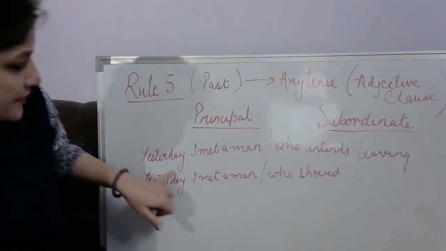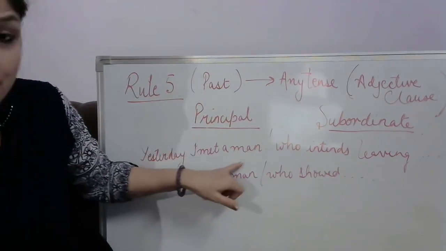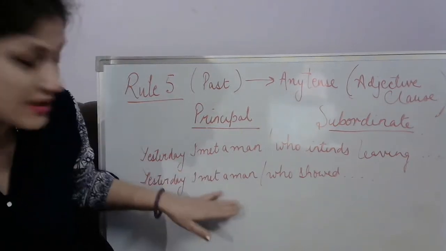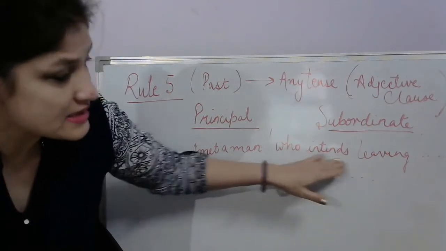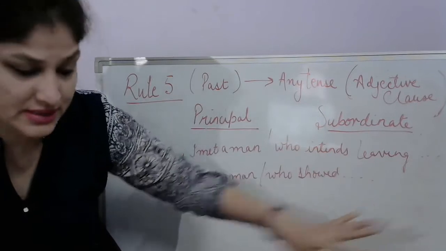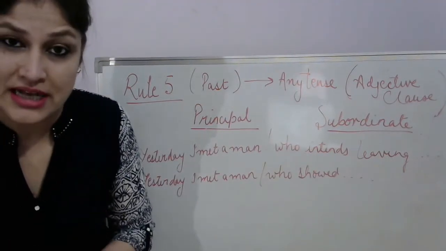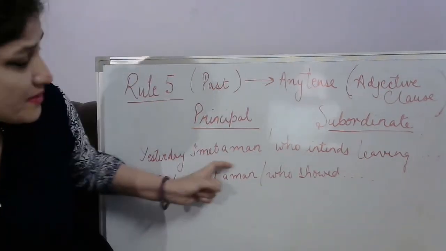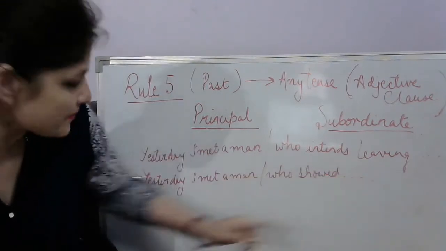Now understand here, the principal clause says, yesterday I met a man. Met is your past tense. So this part is in the past tense, the principal clause. Who intends leaving America tomorrow? Is that clear? For example, that's the sentence in your book. So we are talking about an action that will take place in the future. I met a man, so it's a past tense, but this is in the future tense.